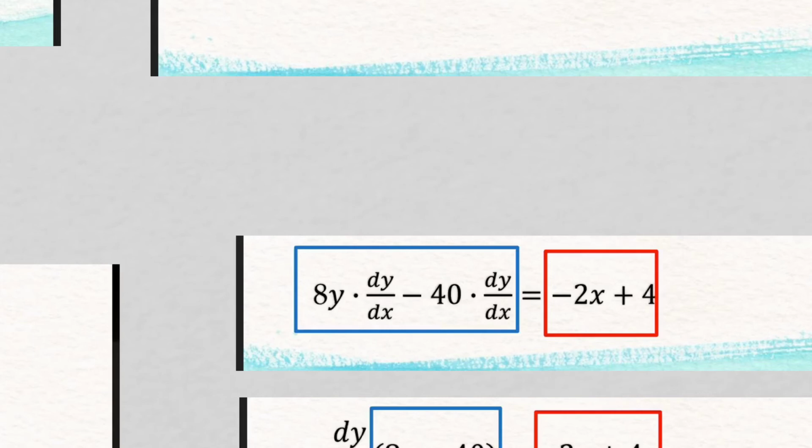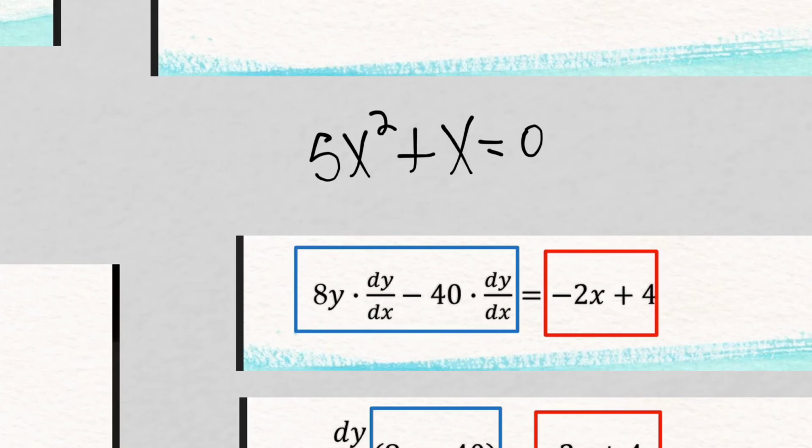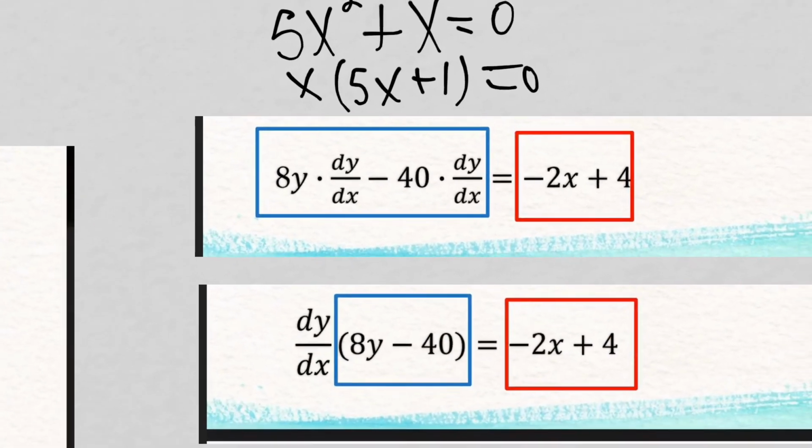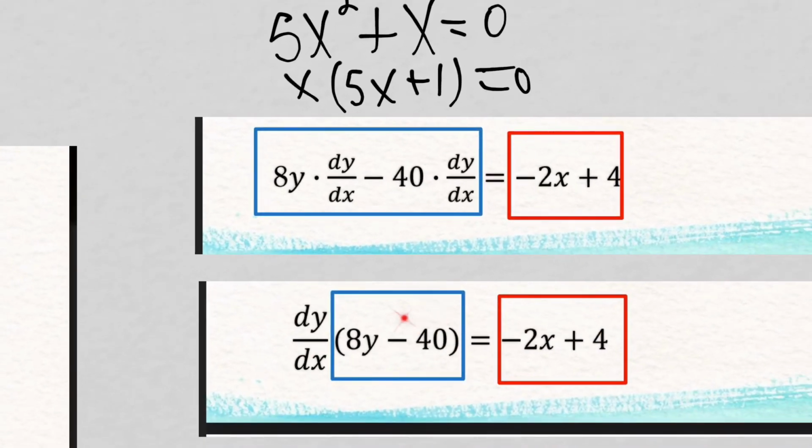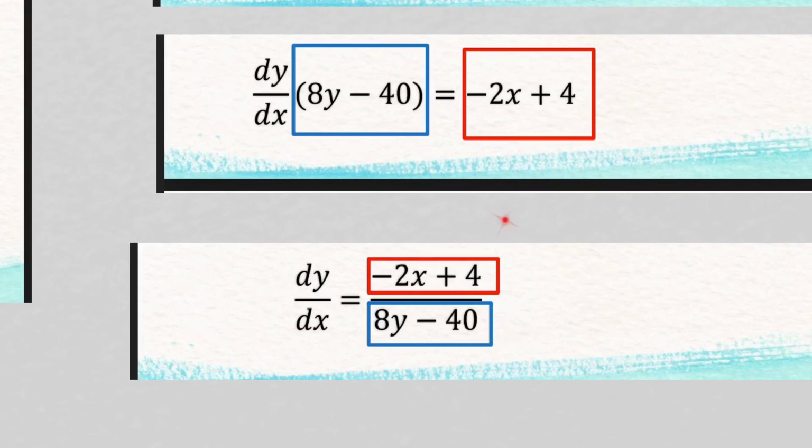Well, it's just like if I were to have, let's say, 5x squared plus x equals 0, right? Well, this has an x and this has an x, so I can factor out one of those x's. I get x times 5x plus 1 equals 0, right? Well, dy dx is no different. It's just another variable, so we can factor that out as well. So we're just going to factor out dy dx, and we're left with 8y minus 40. And now, if you want to solve for dy dx, we can just divide this whole thing over to the other side, and we have our new dy dx.